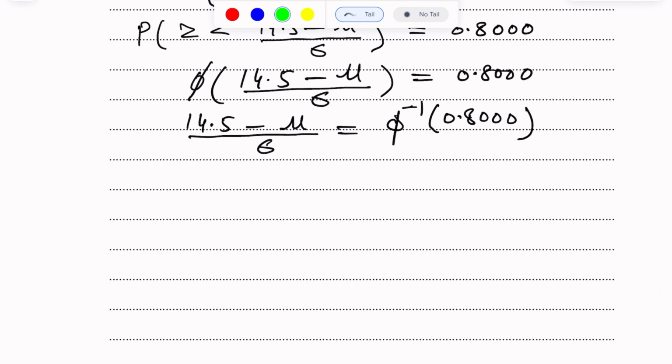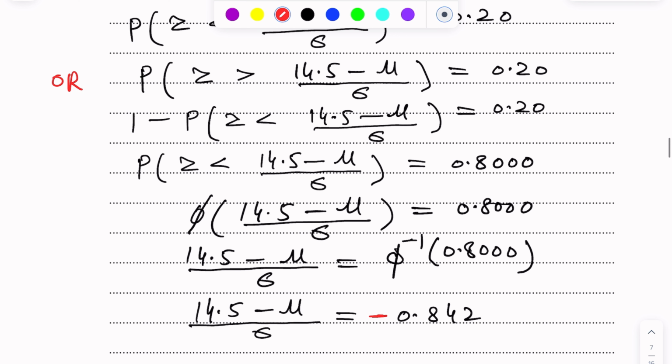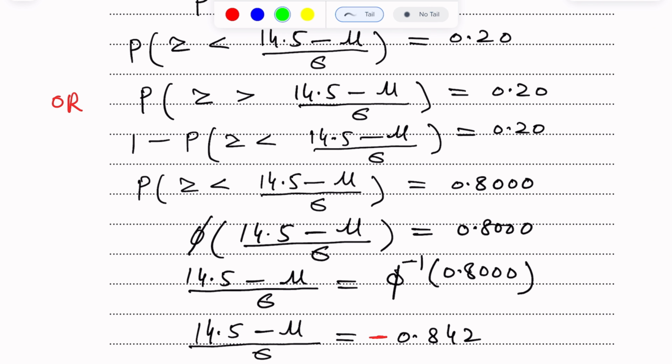0.8000. Now from the normal distribution table in reverse order we will take the value of this right hand side. Normal distribution in reverse order. So we get the value of this will be 0.842. So this becomes 14.5 minus mu over sigma is equal to 0.842.